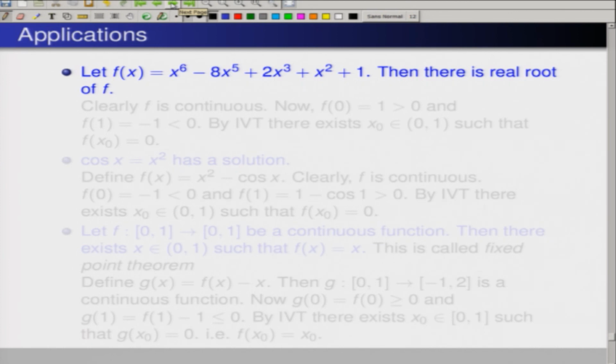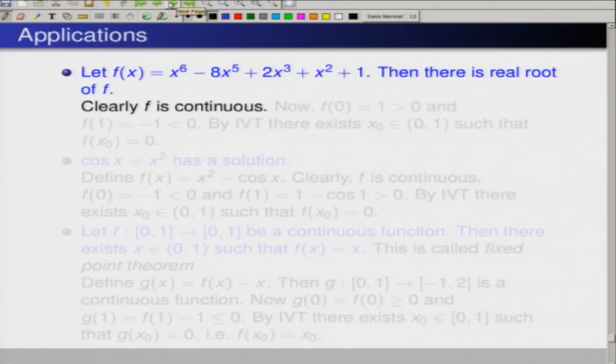Now, let us see some beautiful applications of this theorem. Let us look at the polynomial x to the power 6 minus 8 x to the power 5 plus 2 x cube plus x square plus 1. Do we know whether it has a real root or not? Given a polynomial, we do not know. We will see that every odd degree polynomial is going to have a real root, but this is again an application of this theorem, as we will see.